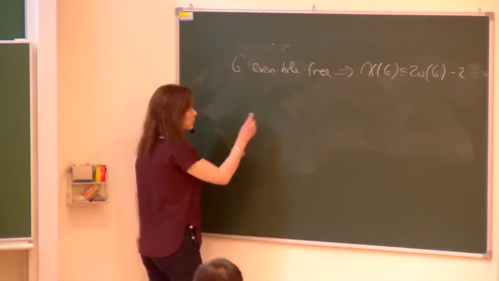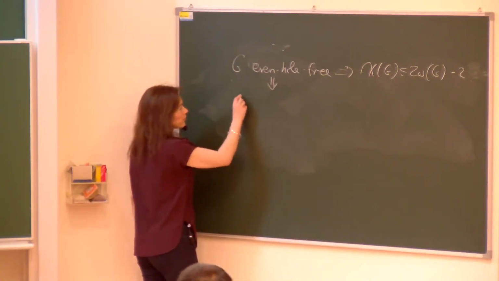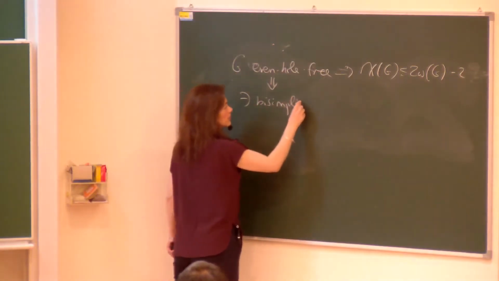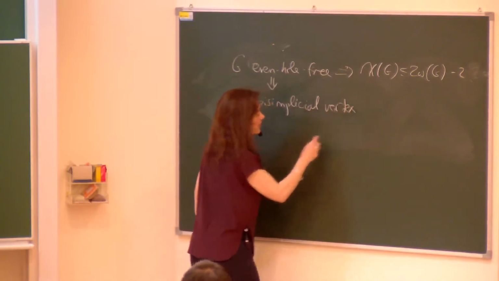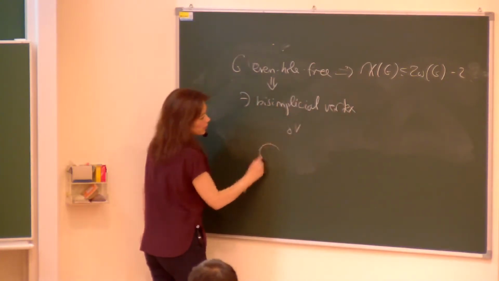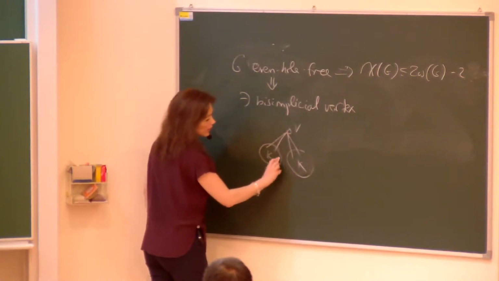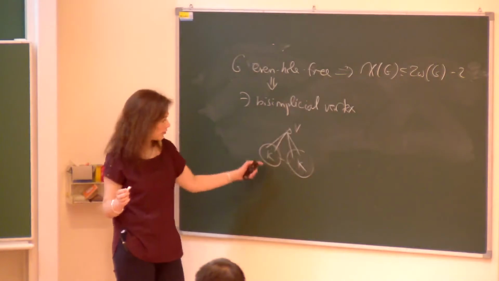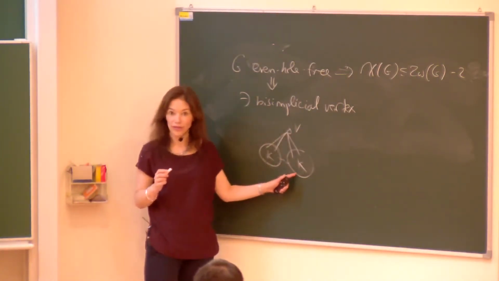And the way you prove it is you prove that in an even hole free graph, there is what we call a bisimplicial vertex. What's a bisimplicial vertex? It's a vertex whose neighborhood is the union of 2 cliques. I'm allowing edges between cliques, but I'm just saying the vertex set of the neighborhood of this vertex is the union of 2 cliques.